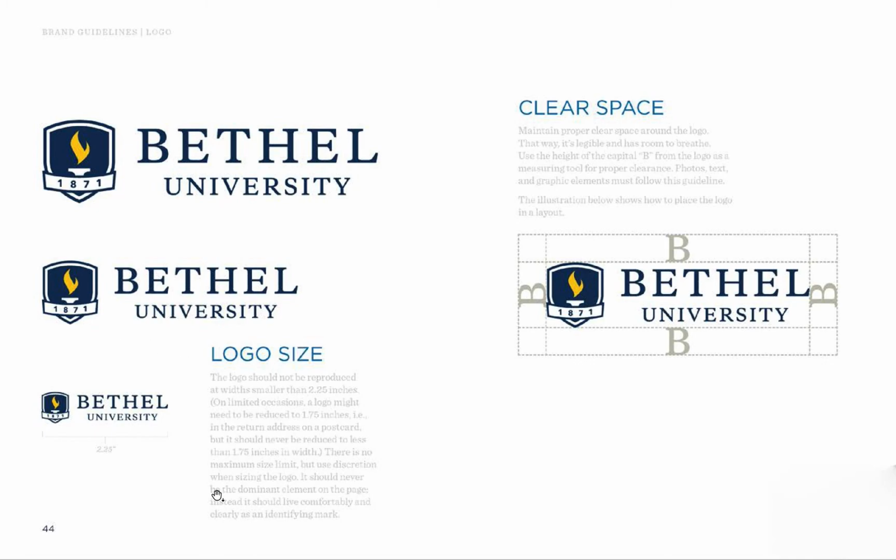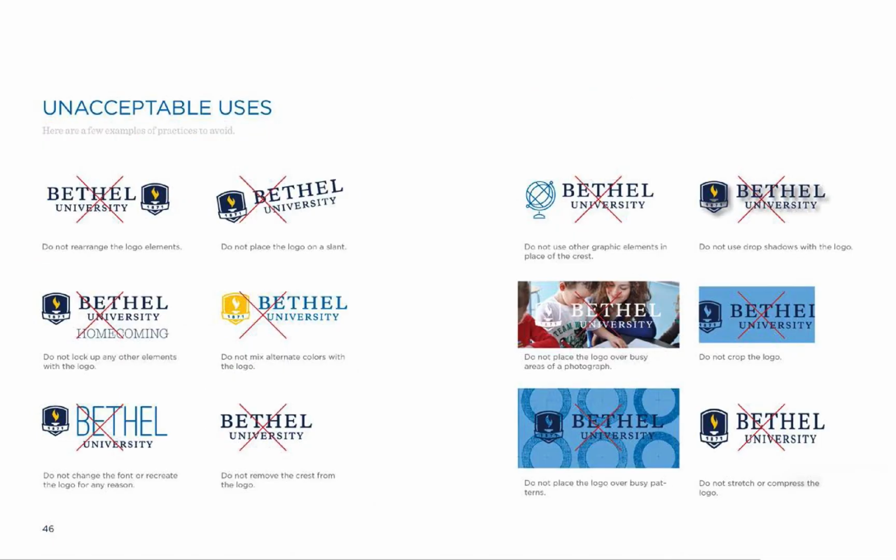They're talking about logo size here. So the logo should not be reproduced at widths smaller than 2.25 inches. So that's interesting. They don't want you to use it smaller than that. They are also saying that the clear space, or the margin that needs to exist always around the logo, needs to be at least the height of the B in Bethel. So talking about clear space. This is the classic brand guidelines page. They always look like this, and this is where the designer gets to have fun and do everything that anyone could possibly botch. So here are all the rules for ways that you cannot mess up this logo.